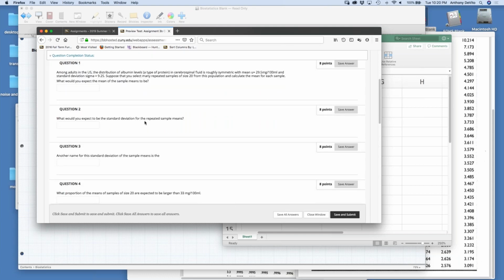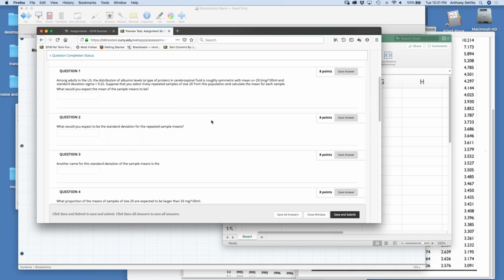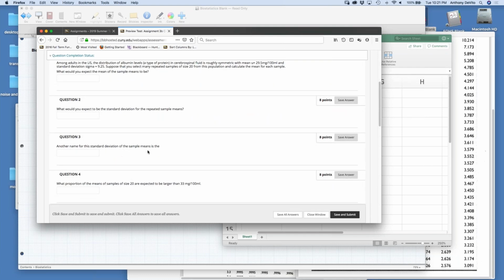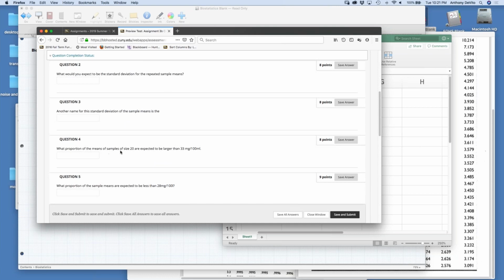What would you expect the standard deviation for the repeated sample means to be? Well, our new sample distribution, even though it's going to approximate the population mean, is going to be a tighter cluster of values because the samples are size 20. So it's going to be the standard deviation of the population, 9.25, divided by the square root of the sample size, which is the square root of 20. What's another name for the standard deviation of sample means? Didn't we just mention that? Standard error.